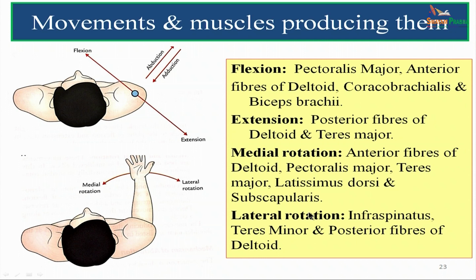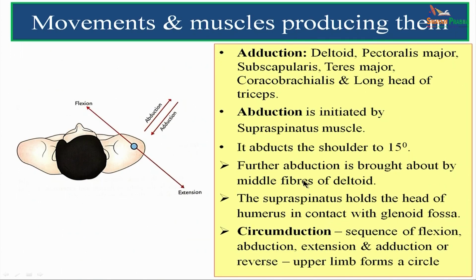Lateral rotation is brought about by infraspinatus, teres minor and posterior fibers of deltoid. Adduction is made possible by deltoid, pectoralis major, subscapularis, teres major, coracobrachialis and long head of triceps. Abduction is initiated by supraspinatus muscle. Supraspinatus can abduct the shoulder up to 15 degrees.